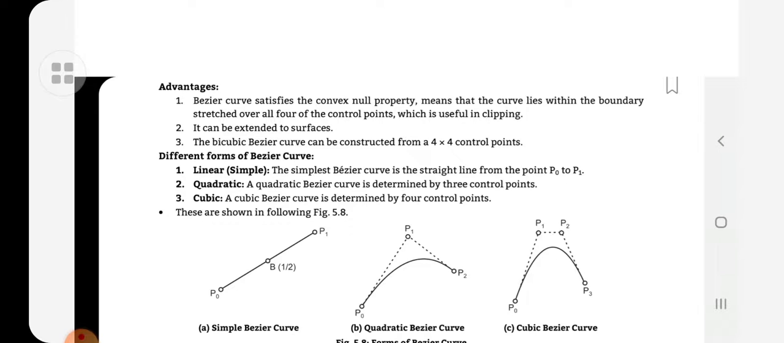First is the linear, the simple Bezier curve. Here the simple curve is a straight line from the point P0 to P1, and P0 and P1 are divided using a midpoint, and the midpoint is B of 1 by 2.